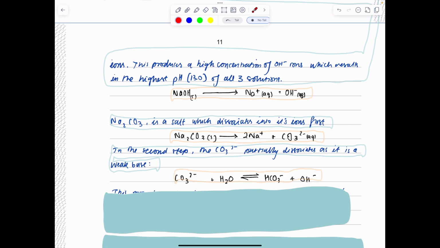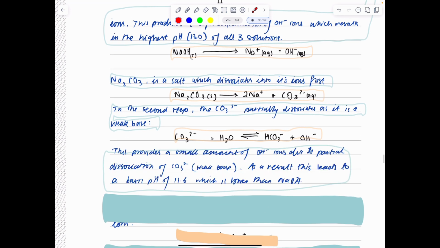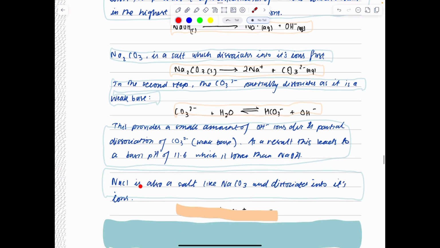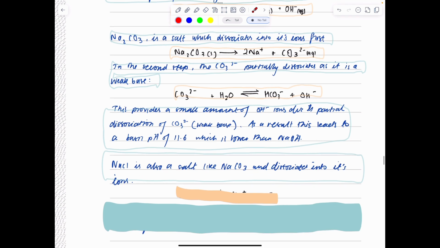Okay, everything is balanced, and that shows how this weak base over here has given us some OH- ions. This provides a small amount of OH- ions due to the partial dissociation of CO3 2-. It's a weak base. As a result, this leads to a basic pH of 11.6, which is lower than NaOH because it's a weak base. It only partially dissociates. All right, last but not least, sodium chloride is also a salt like sodium carbonate and dissociates into its ions. Let's have a look at what this looks like.